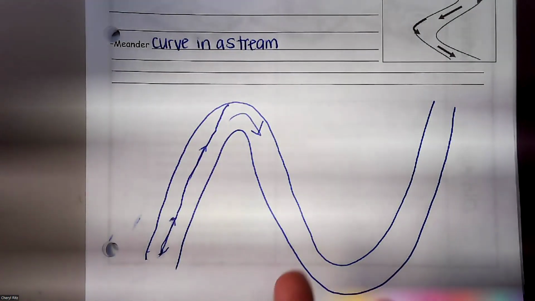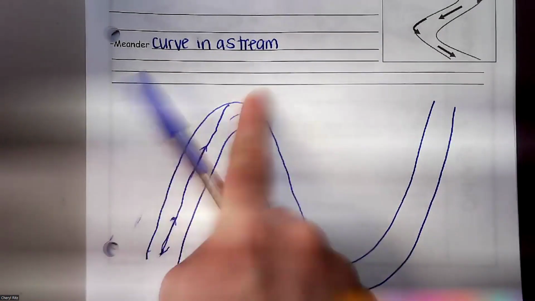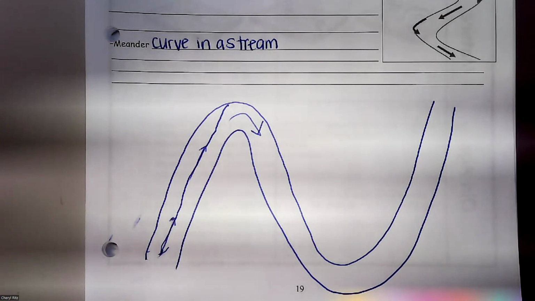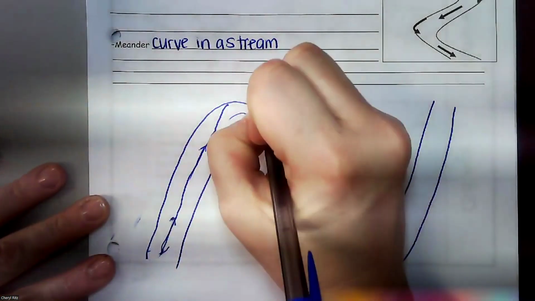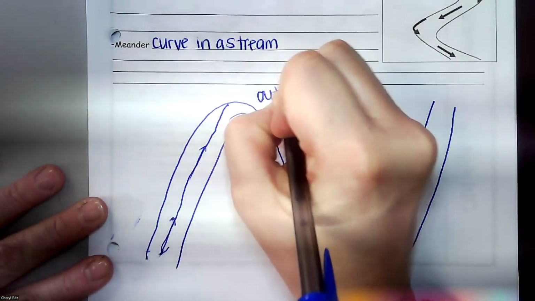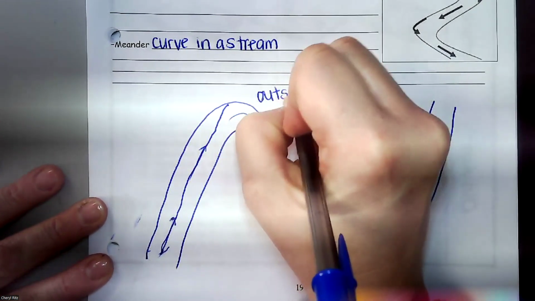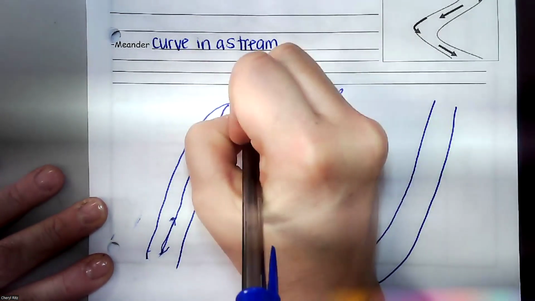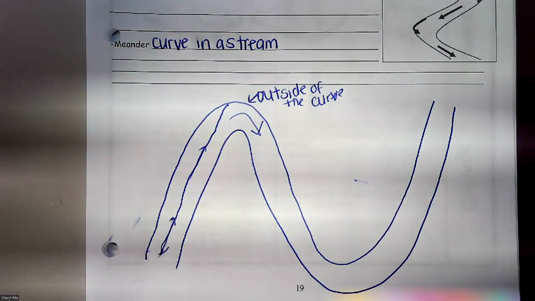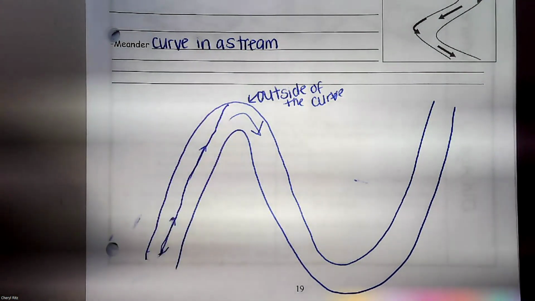Now, if this was a river, what would that constant hitting on the wall do? It would push it out. What's that word we use? It would erode it away. By the way, this is called the outside curve, or the outside of the curve. So right here is the outside. Can you guys add that label, outside of the curve?